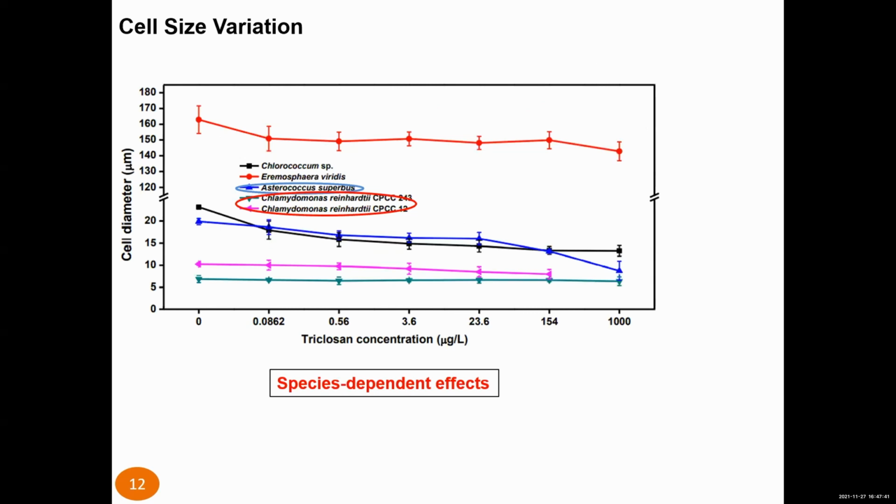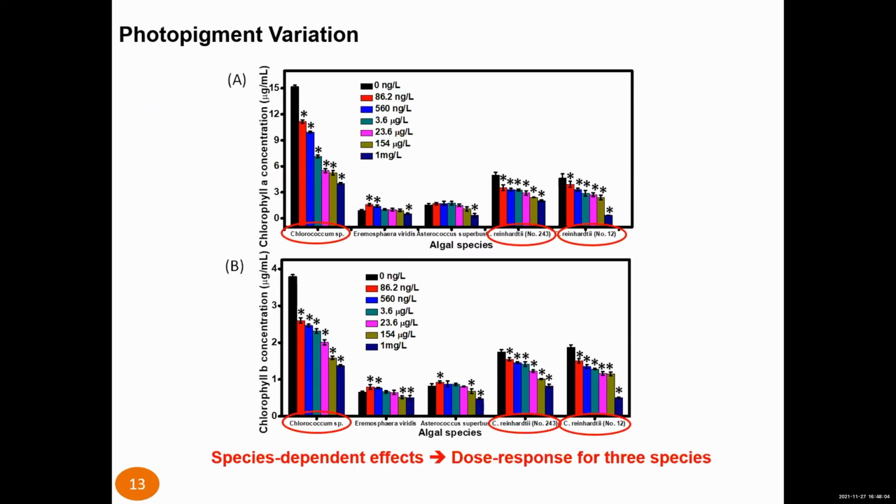For the cell size, you still can see A. superbus has the largest cell size changes. But for the other two species, CPCC243 and CPCC12, they have mild or almost no cell size changes. They are the smallest cells. And it also shows the species-dependent effects.